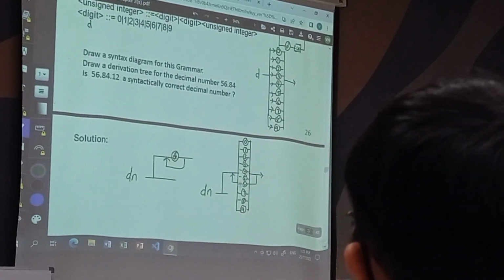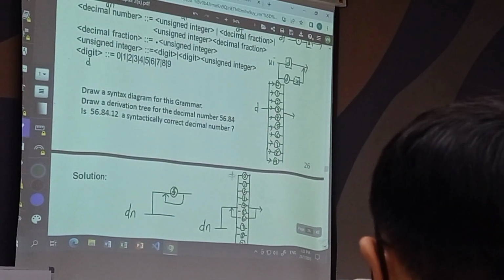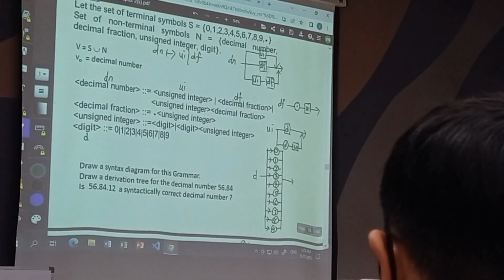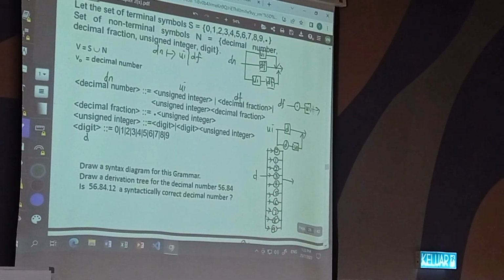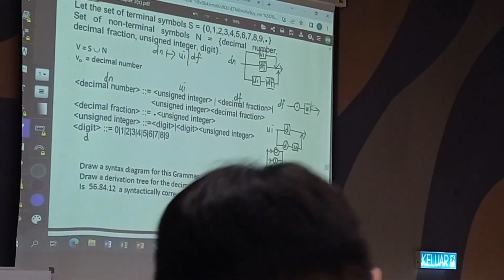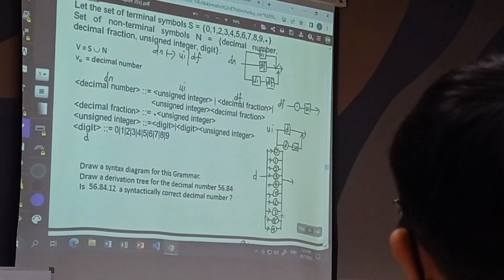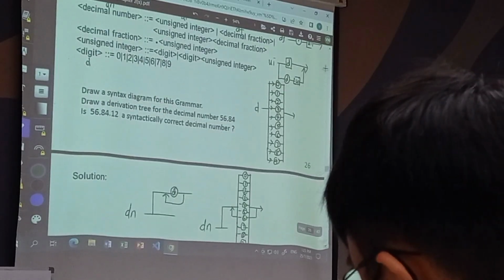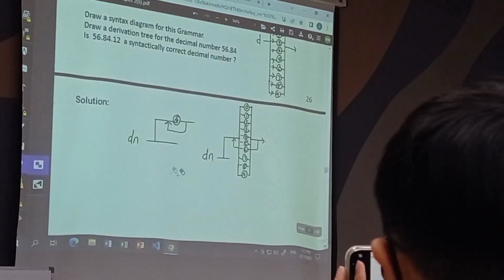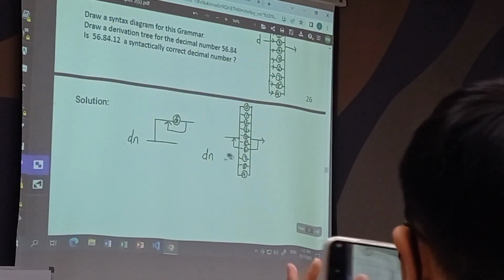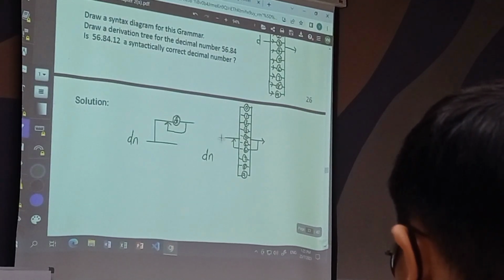The second part, this one, decimal fraction, you substitute it with a decimal point, and after that, the unsigned integer just replace with a digit, and this 0 to 9. So you no need to write digit, you no need to write unsigned integer, straight away substitute this part with the 0 to 9. Another line here. So I no need to write already.